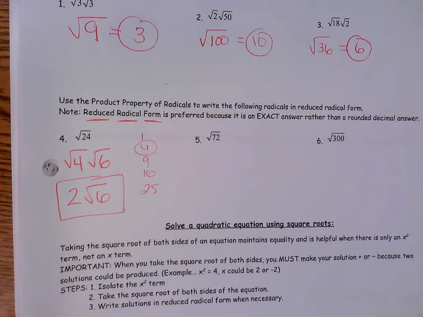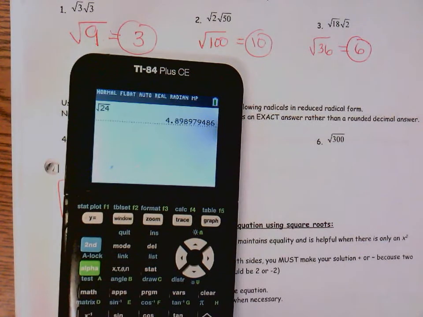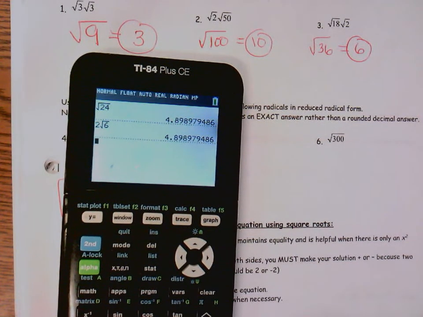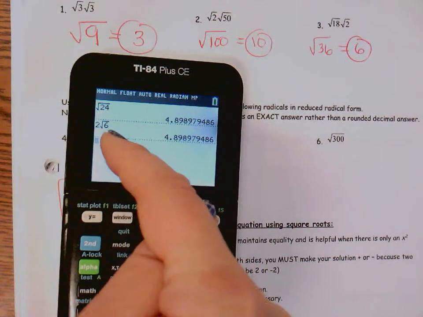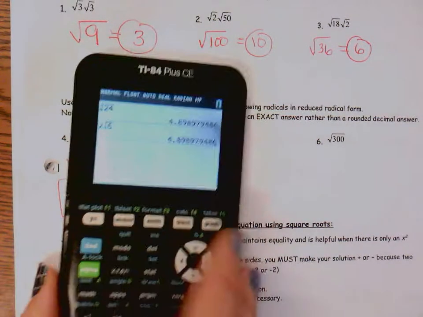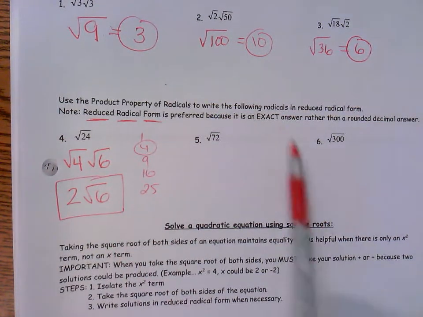I want to show you on a calculator. If I take the square root of 24, I get 4.89. If I take 2 times the square root of 6, I get 4.89. So see how they're equivalent to the same irrational decimal? One is just considered reduced radical form. So I'm just introducing it to you. You're going to be allowed to leave your answers in either decimal or reduced radical form on the test. But for the quiz, I might be asking you this skill just to start, processing this skill.